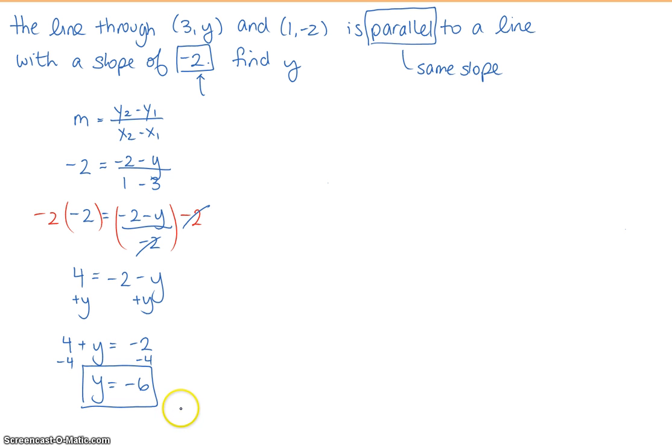Then, because y is equal to negative 6, our missing coordinate is ultimately asked for as find y, but if it asks you for the missing coordinate, 3, negative 6 is the final coordinate.